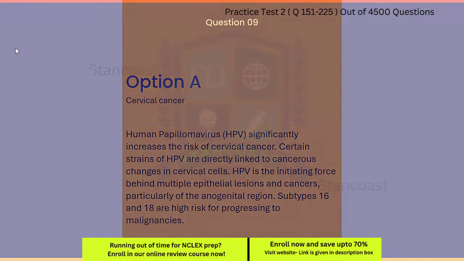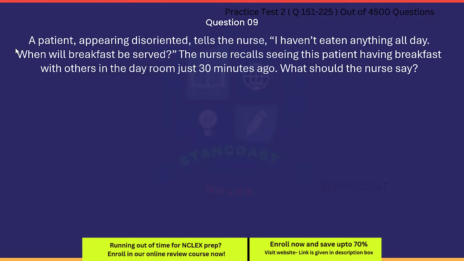A patient, appearing disoriented, tells the nurse, "I haven't eaten anything all day. When will breakfast be served?" The nurse recalls seeing this patient having breakfast with others in the day room just 30 minutes ago. What should the nurse say?